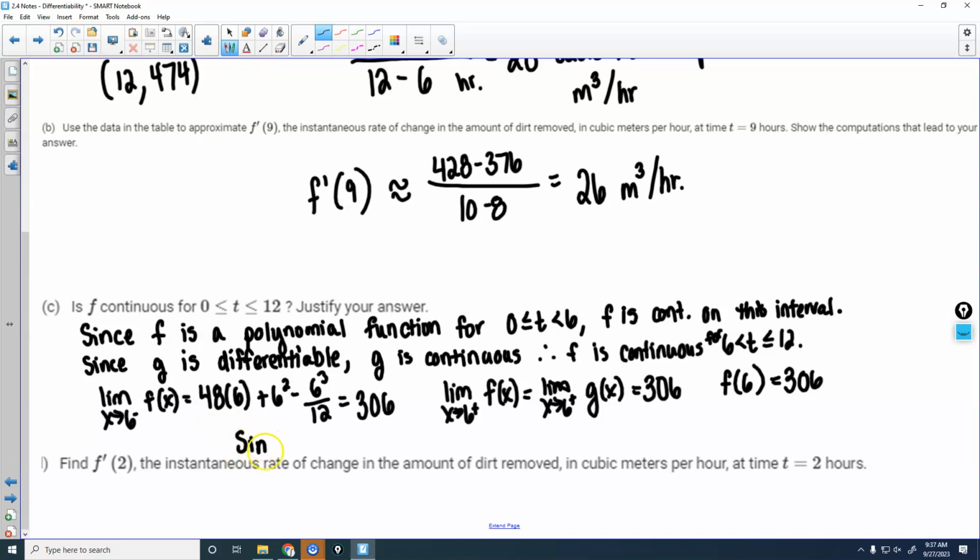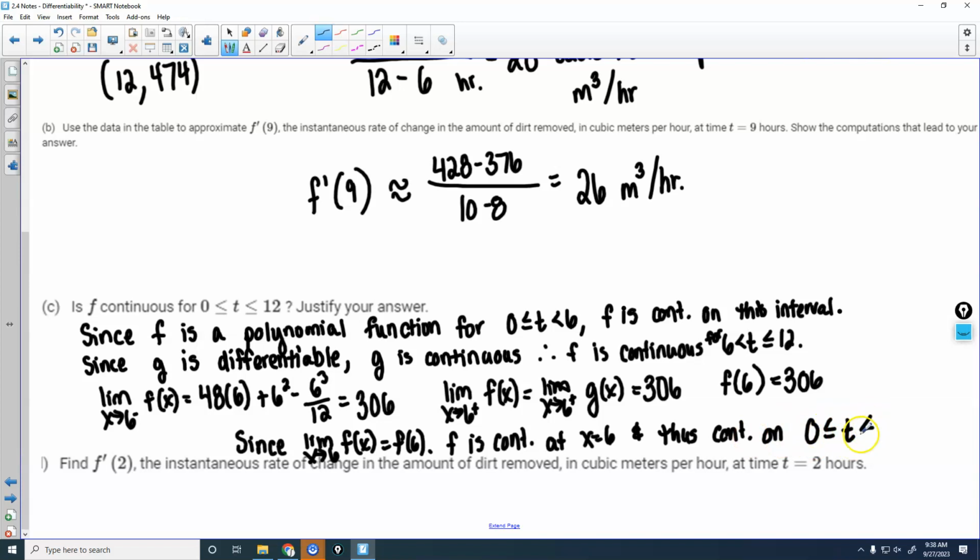So we'll say since the limit as x approaches 6 of f of x equals f of 6, f is continuous at x equals 6, and thus continuous on the interval from 0 to 12. It is.